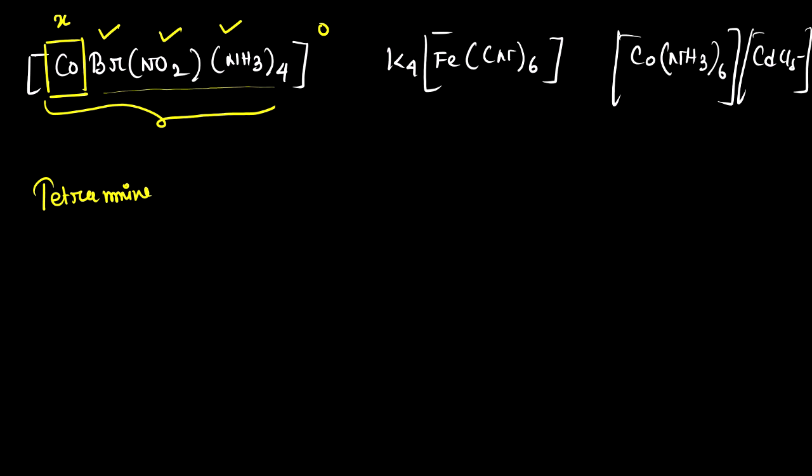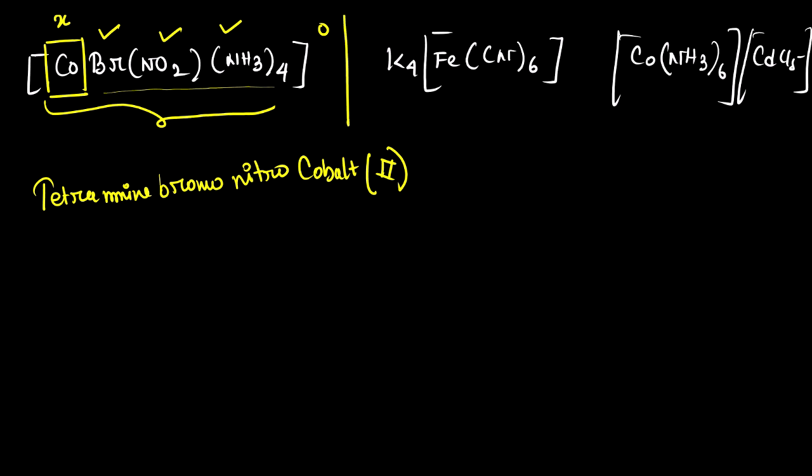Then we are having bromo, tetraamine bromo without giving any space. Then we are having nitro, tetraamine bromo, nitro. Then we are having cobalt. As this one is neutral complex, cobalt we will write in the form of cobalt only, and we will write the oxidation number of the cobalt in Roman numeral 2. So this will be the name: tetraamine bromo nitro cobalt(II).